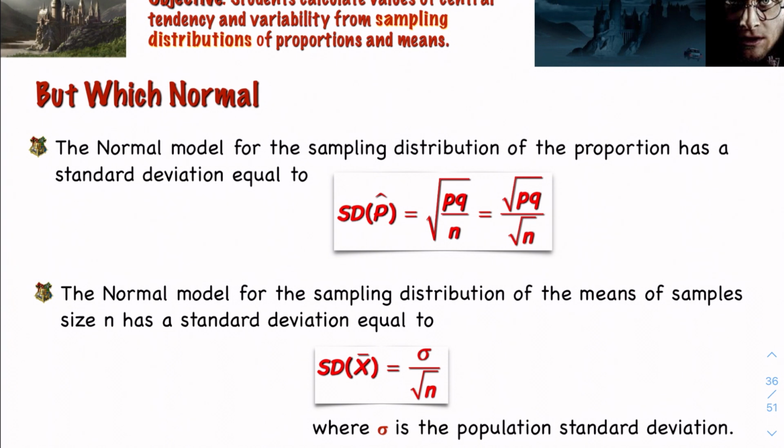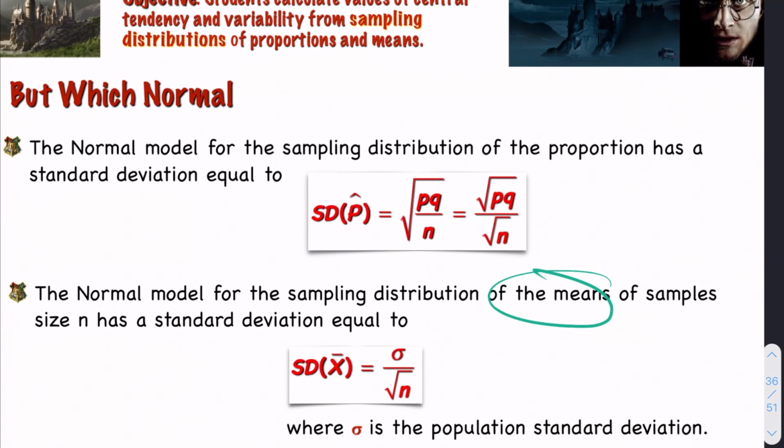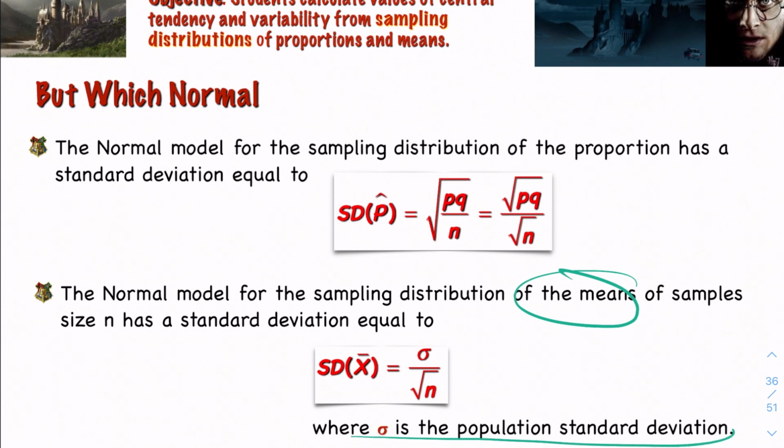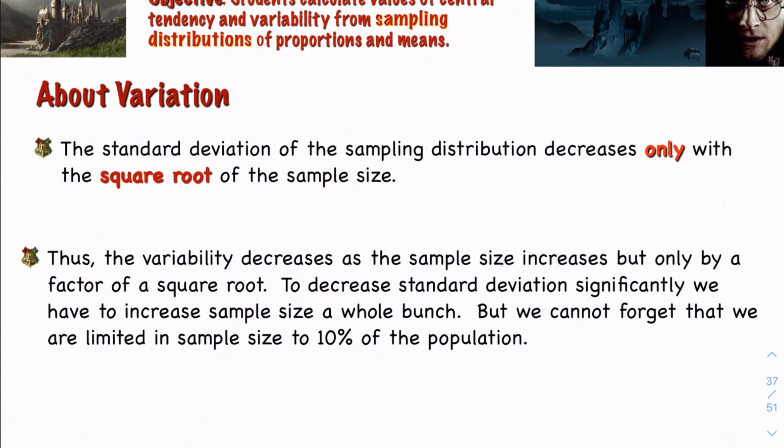The normal model for the sampling distribution of means, however, of sample size n has a standard deviation of sigma over the square root of n, where sigma is the population standard deviation. Interesting. The standard deviation of the sampling distribution decreases only with the square root of the sample size. It's not a one-to-one ratio.